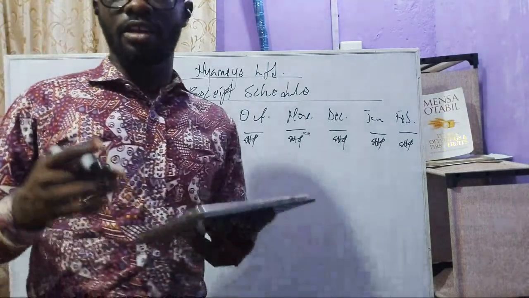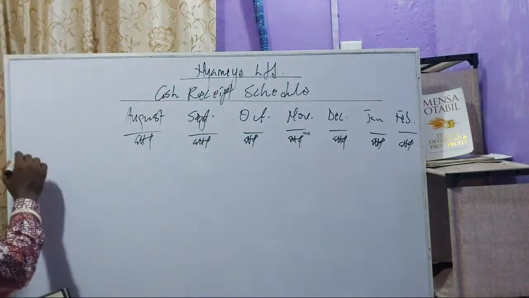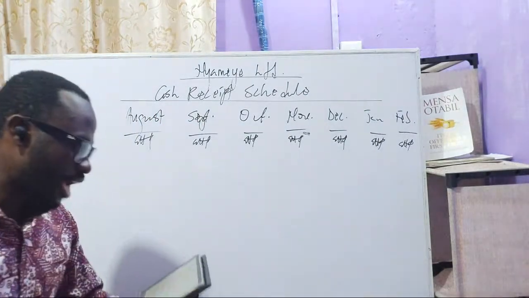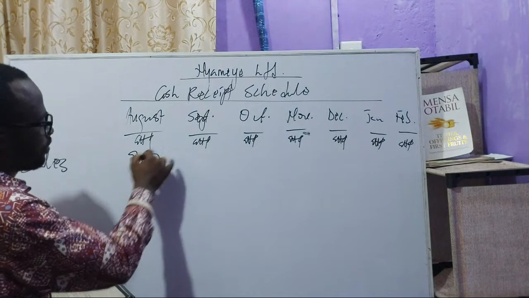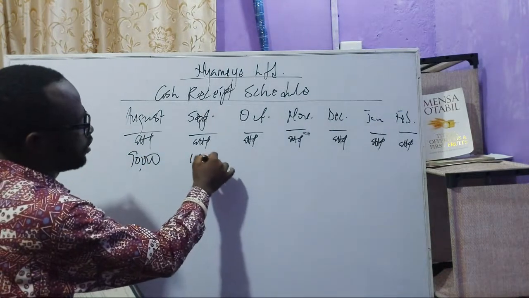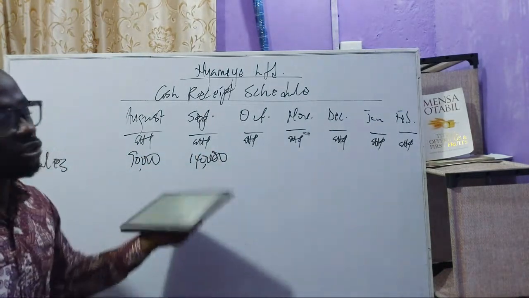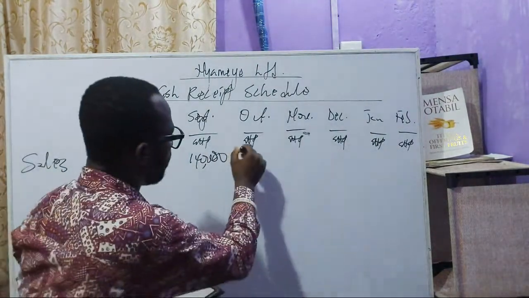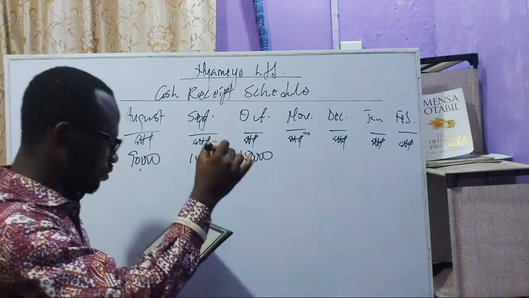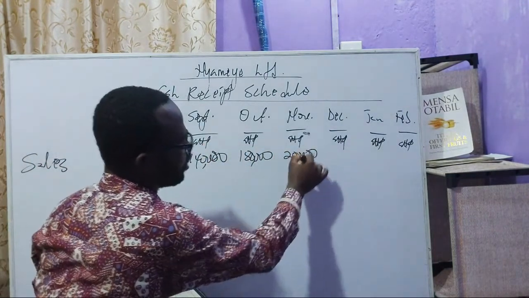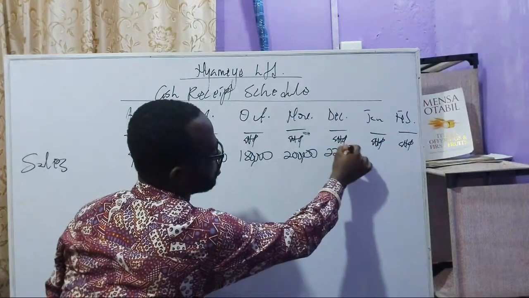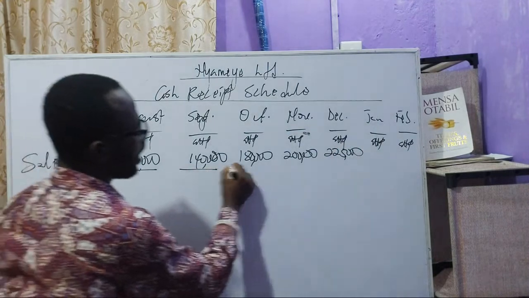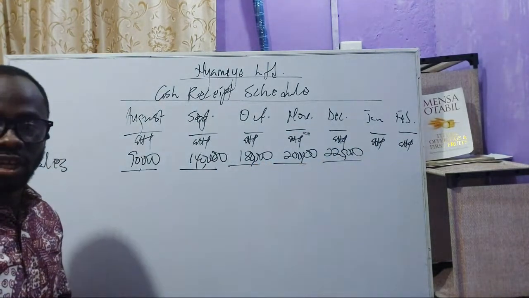All right, then the next thing is to bring the sales respectively. Remember, for August and September, we were given the actual sales as 90,000, 140,000. Then from October to December, we are given the budgeted sales as 180,000, 200,000, and then 225,000. Right, so these are the sales respectively. So we underline them because we're not going to be needing them.